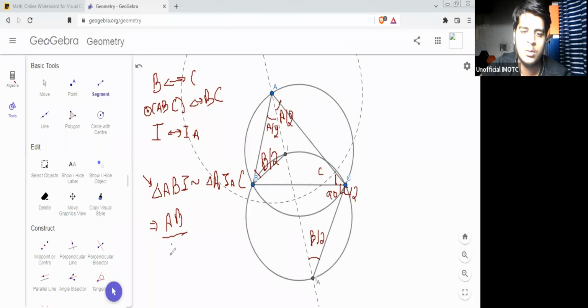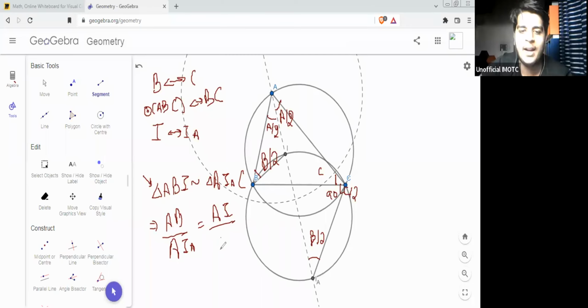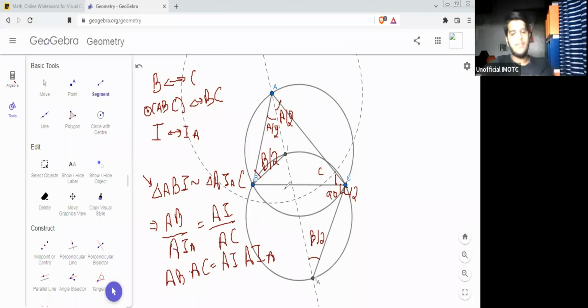Hello people, I'm talking to you. Yes. And then this follows by similarity. So AB into AC equals AI into AIA. So after the inversion step, I will go to IA. And if you reflect IA over the angle bisector, it will go to itself because it lies on the angle bisector, right?